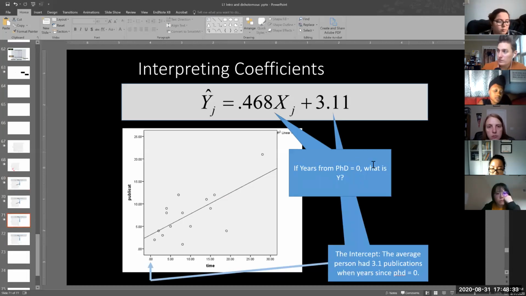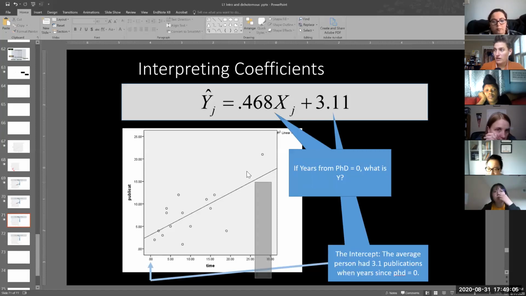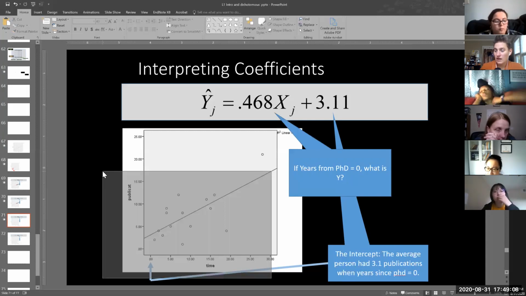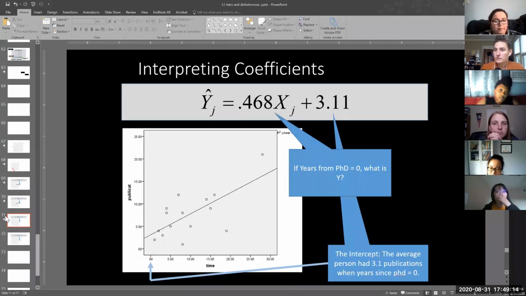All right, so if my years from PhD is 0, that means somebody who just graduated. I expect that they have 3 publications. And if they're 30 years out, I can plug that in. I'm going to plug 30 into this X value. So 30 times about 0.5 gives me 15. So then 15 plus 3 is 18. And so for my 30 to get me to 18, you can see that it's pretty close to 18.